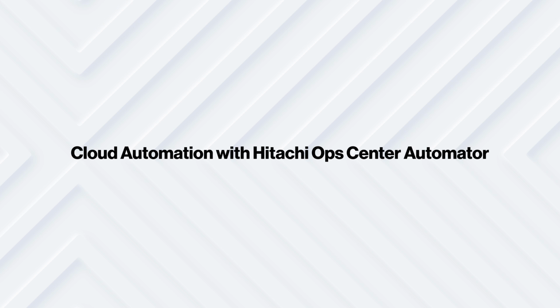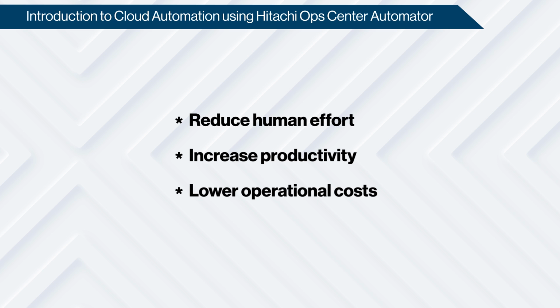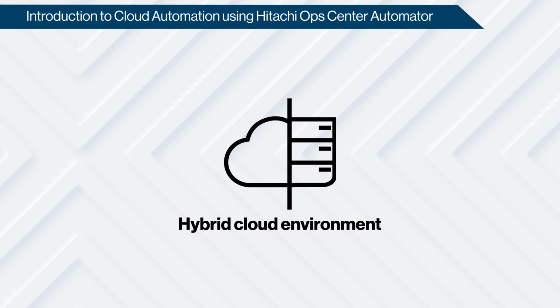Hitachi Ops Center Automator provides cloud automation capabilities that reduce human effort, increase productivity, and lower operational costs. In real life, a cloud administrator has to combat a lot of challenges managing a hybrid cloud environment.